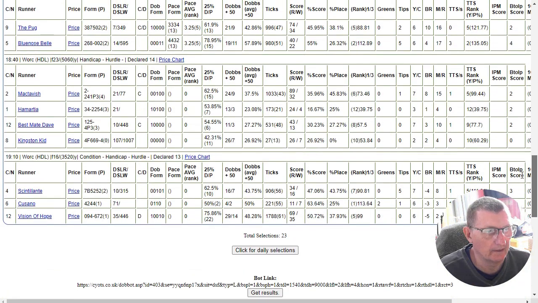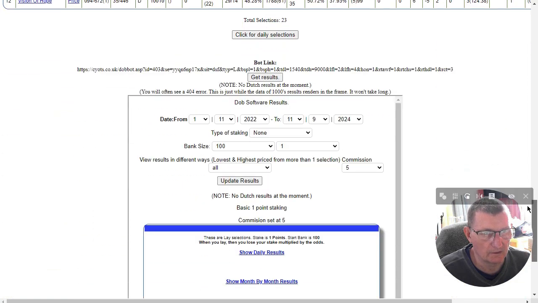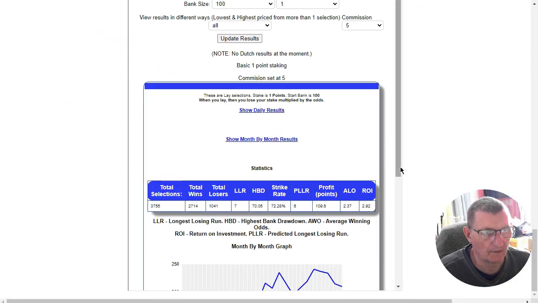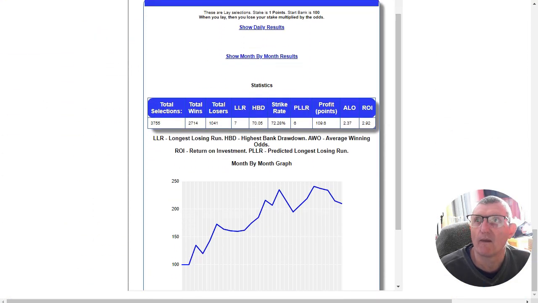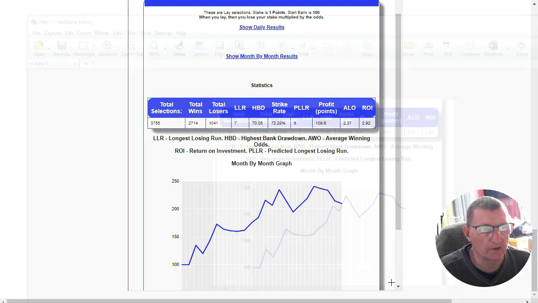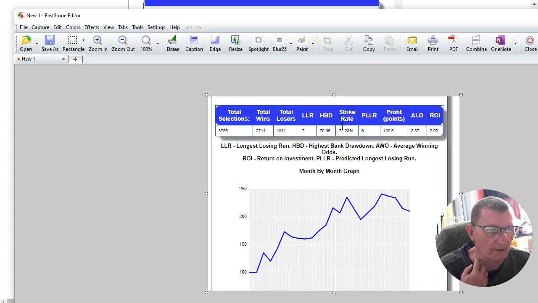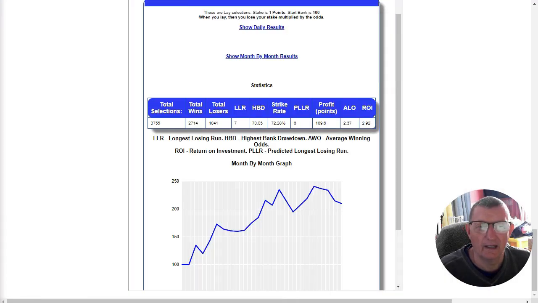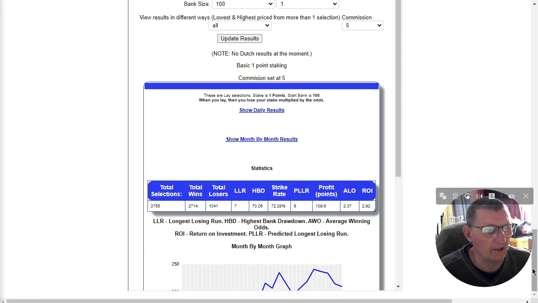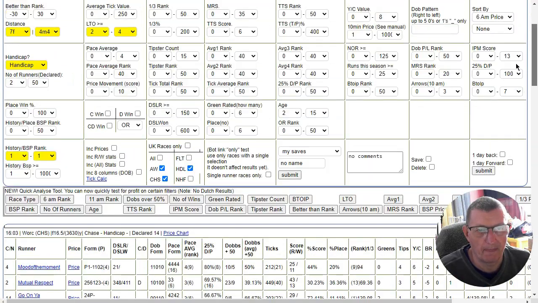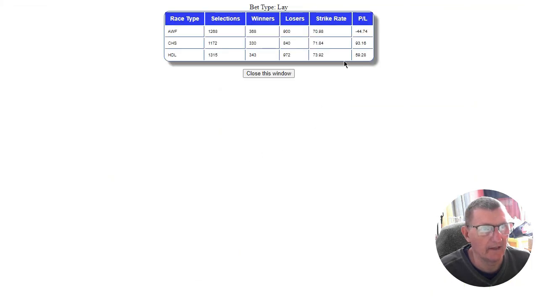Okay, so let's go down to the results file. What we're going to do is take a screenshot of this, so we've got some facts and figures to go by. We've got a highest bank drawdown, 7 longest losing run, 109 points, that sort of thing. If we now go back and just check on the race types and see if anything's changed there.